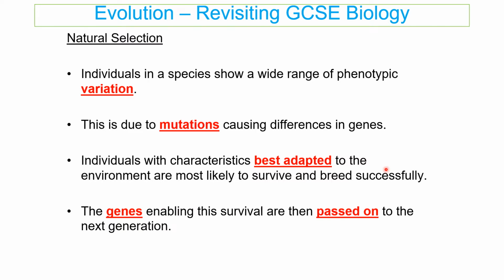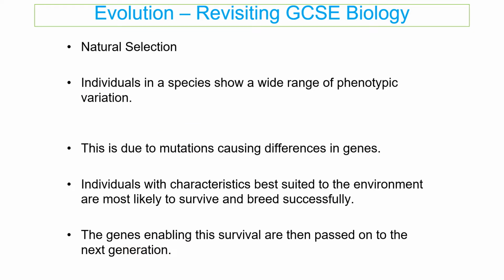Then what happens is you get different individuals with different characteristics, and the ones with the best characteristics due to their genes are more likely to survive and breed, and this then means this gene or allele, which is a version of a gene, is passed on to the next generation.